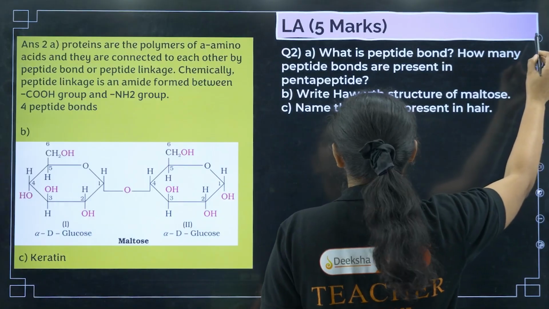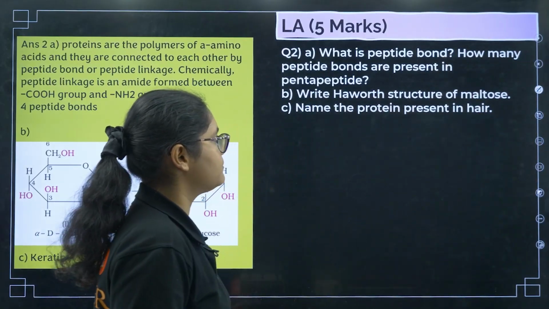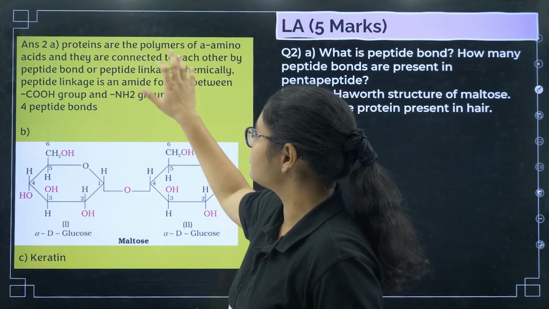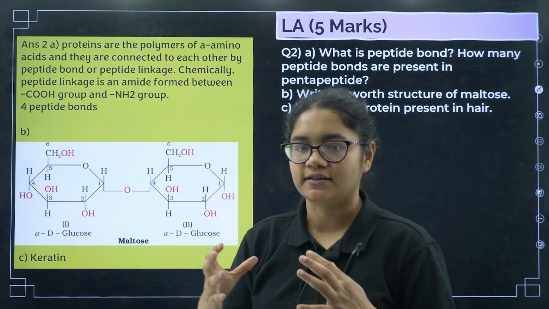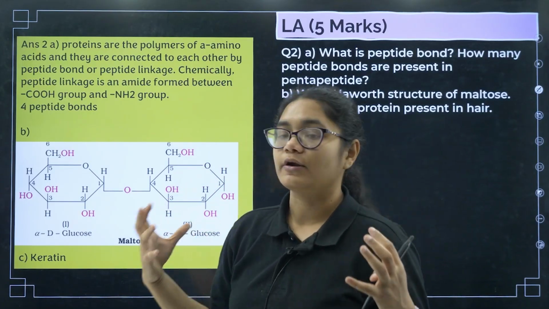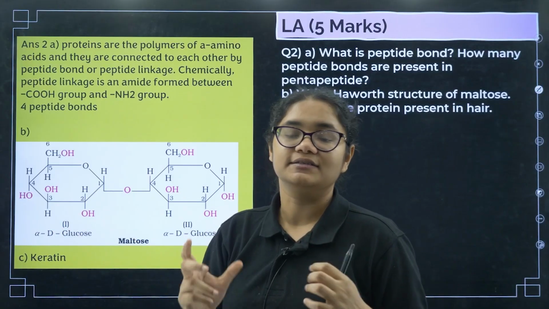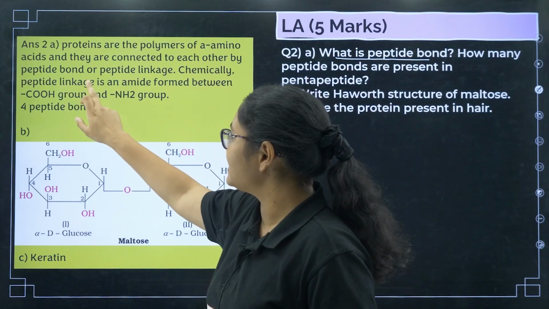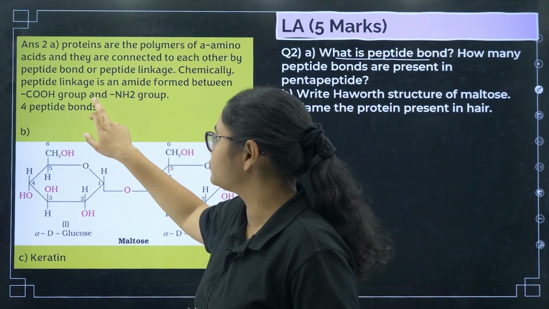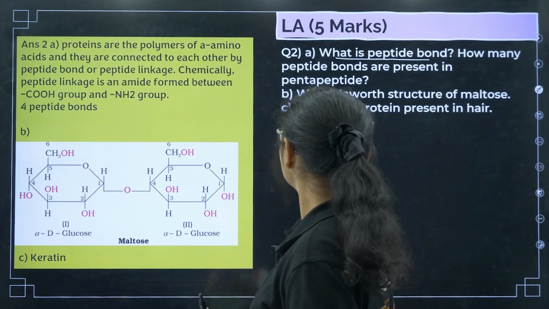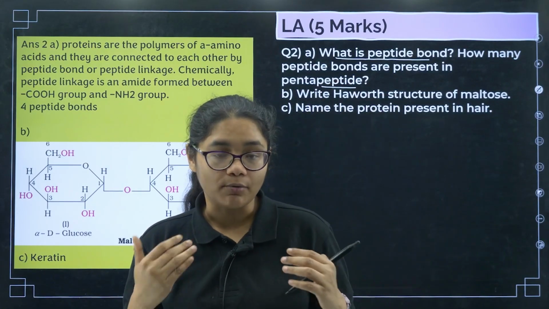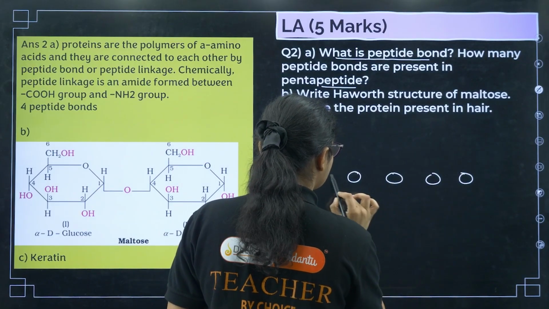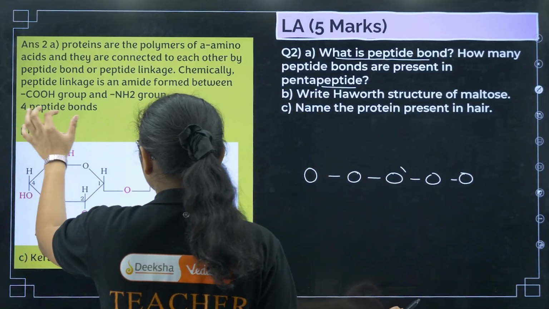Next, question number 2: what is a peptide bond, and how many peptide bonds are present in a pentapeptide? Proteins are polymers of alpha amino acids, and these amino acids are connected to each other by peptide bonds. How is it formed? Chemically, a peptide linkage is an amide formed between the COOH group and the NH2 group. Next, how many bonds will be there in a pentapeptide? Pentapeptide means you have 5 amino acids, so in 5 amino acids there will be 4 peptide bonds.